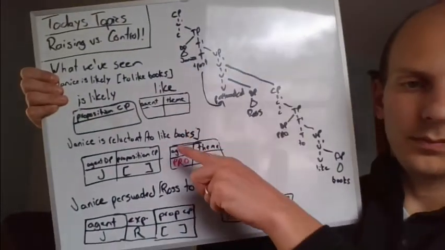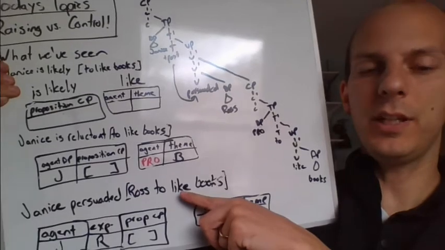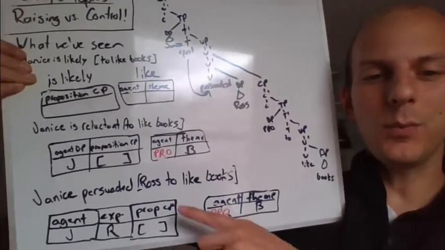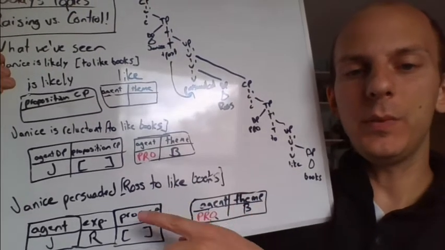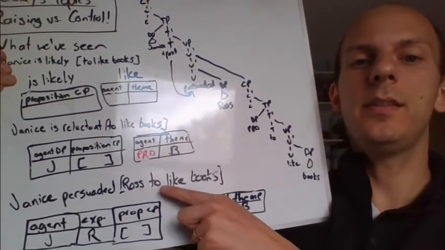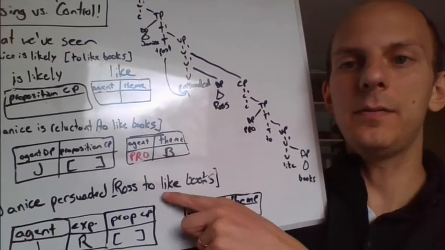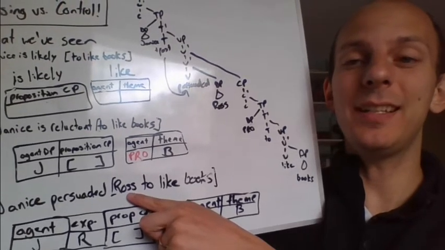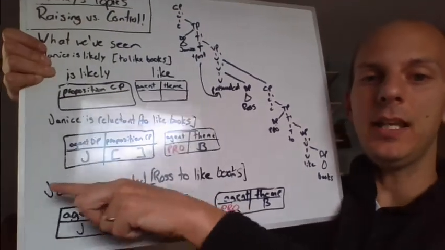Whew. Okay, we did subject raising. We did subject control. That was this one, Janice is reluctant. We did object control. Janice persuaded Ross to like books. Right, what looks weird here especially when we draw it out like this is it looks like Ross is appearing as the subject of this non-finite clause, a position in which it doesn't get case. But this is actually not what this structure looks like, as we just saw in our tree.